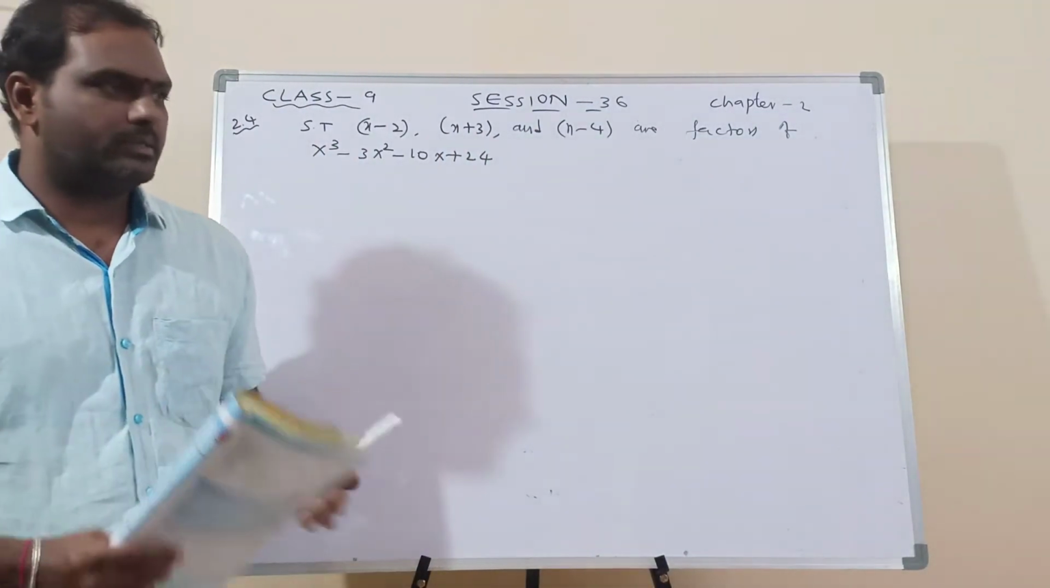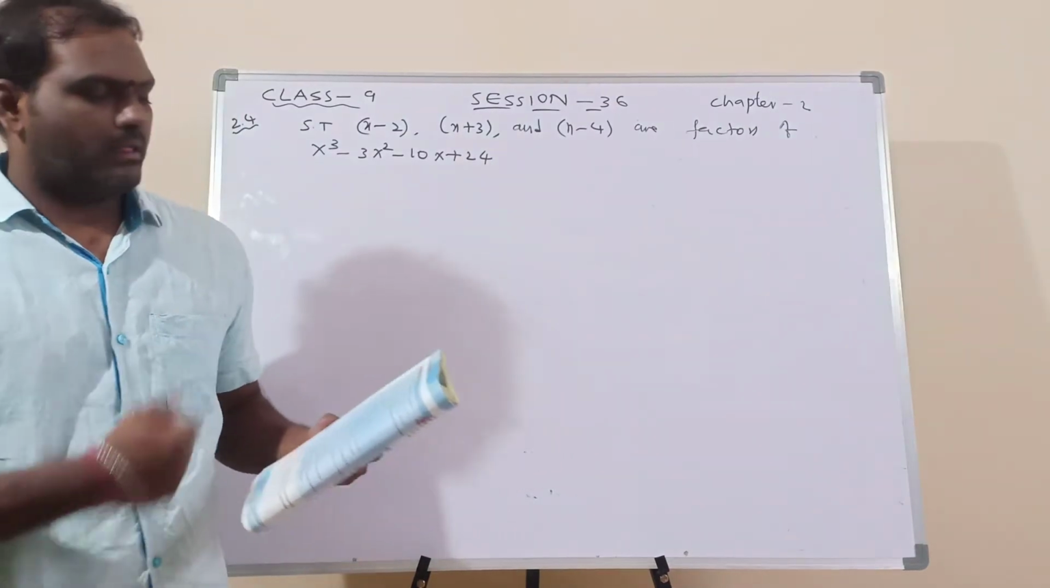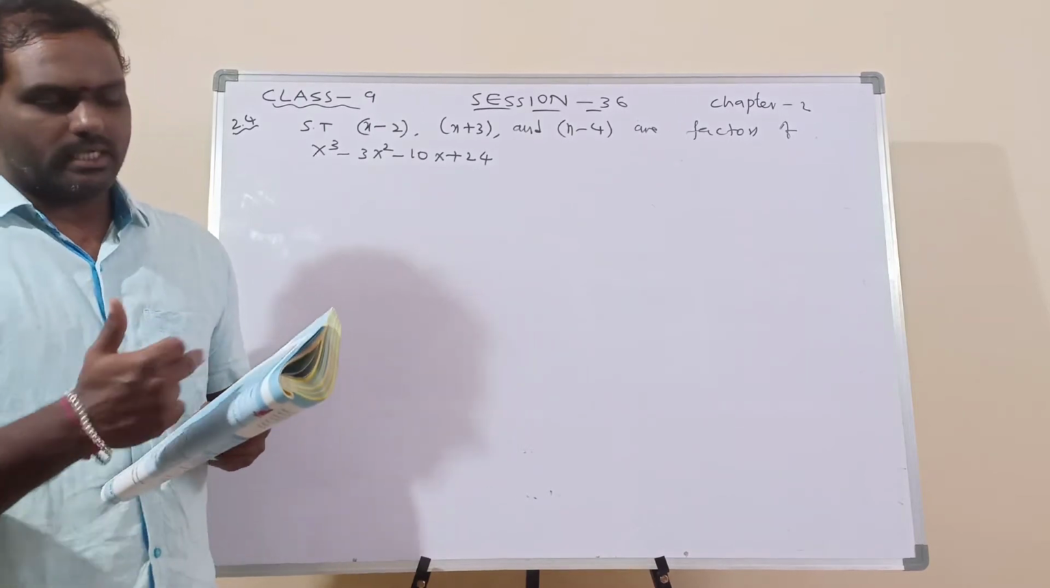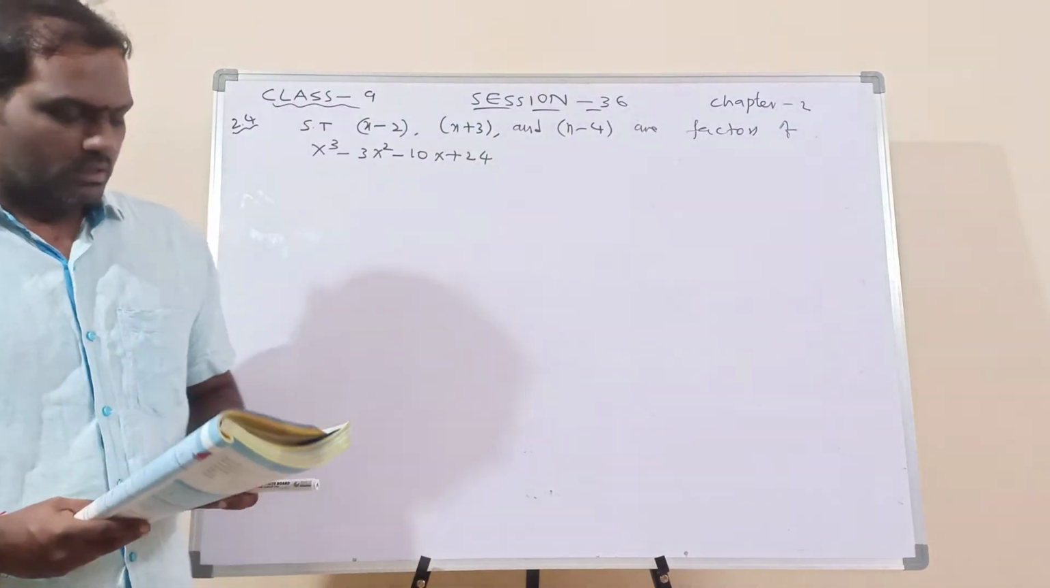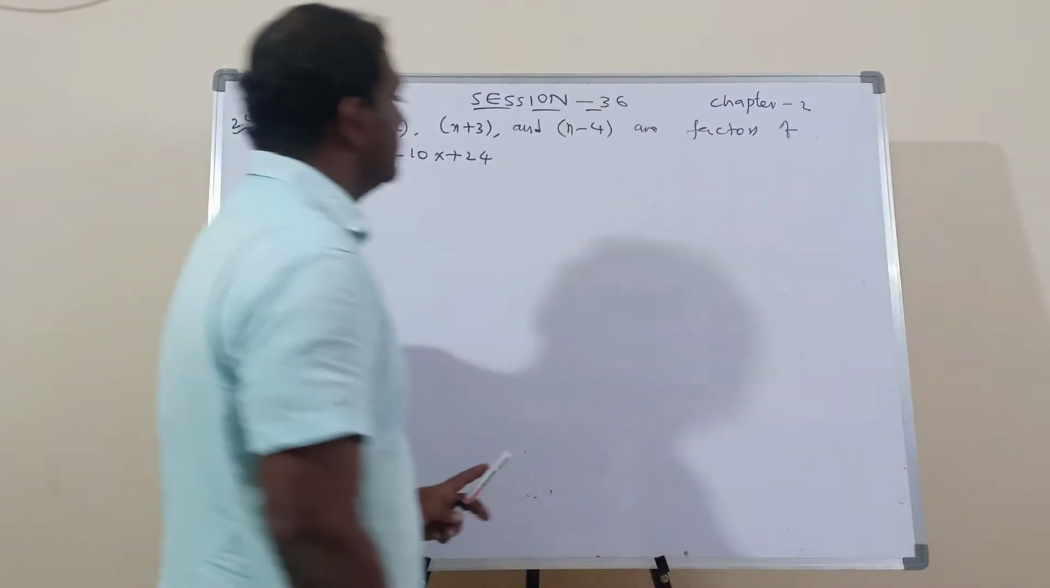So we are discussing exercise number 2.4. Yesterday I explained question number 1. In question number 2 you have to practice on your own because it's related to the previous question only. Today I'll explain the next question, number 3, and some other questions in this.